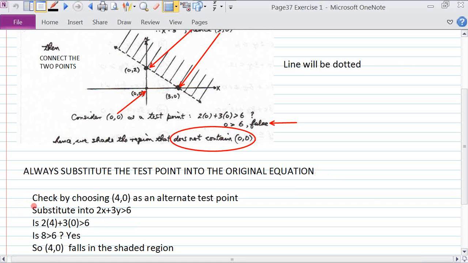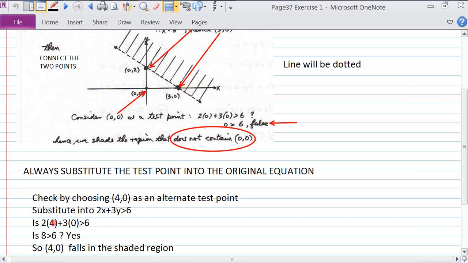Now, we can check our answer by choosing another point that we know lies within the shaded region, just to check it out. For example, here, (4, 0) would be right about here. X is 4. Y is 0. We know that should work. So we're going to put (4, 0) back into the original inequality 2x plus 3y greater than 6. We ask, is 2 times 4 plus 3 times 0 greater than 6?